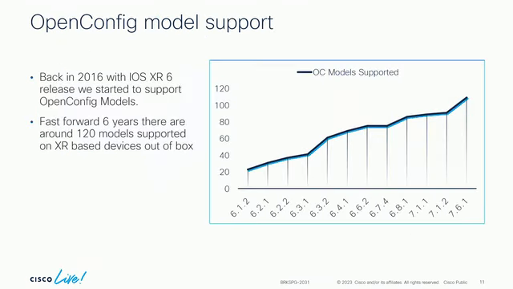If we take a look from a historical perspective, with 6.1.2, we started with around 20 models for OpenConfig, and then we have gradually been incrementing support with our most recent releases. So the majority of the models for OpenConfig are supported right now, but the question is, what about deviations and augmentations?